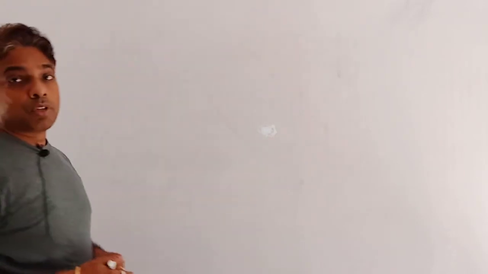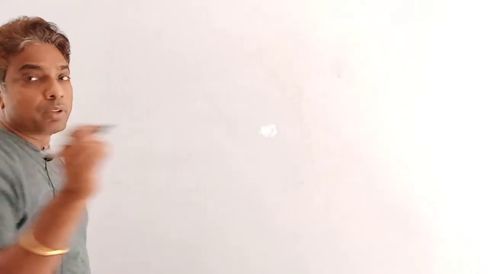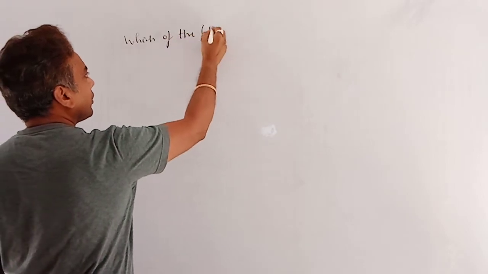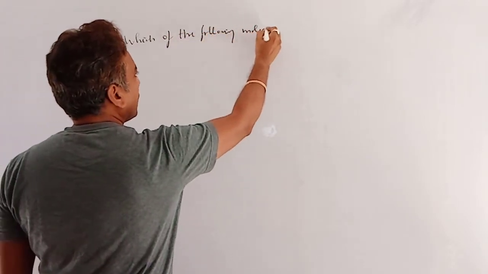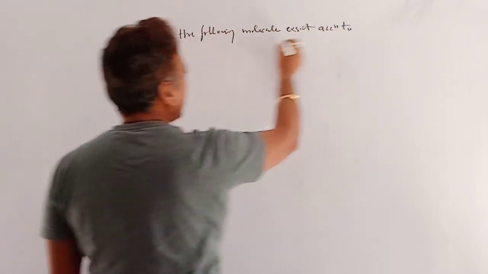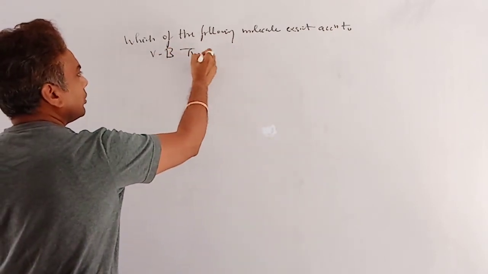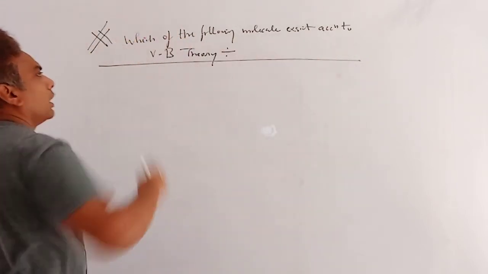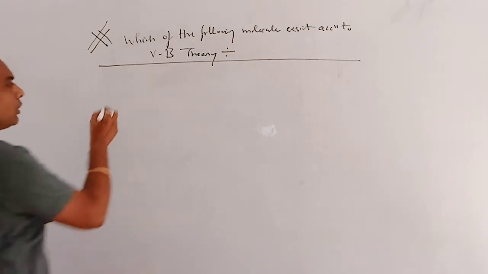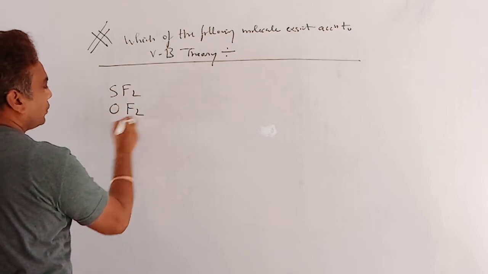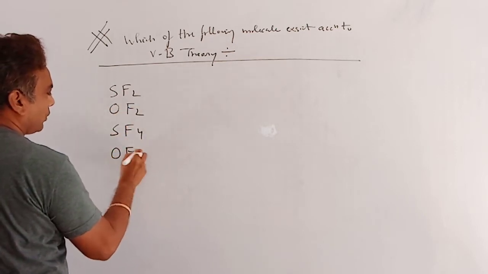Suppose a question is asked: which of the following molecules exists according to VB theory? Here is the question, existence of molecule by using valence bond theory. The molecules are SF2, OF2, SF4, OF4.